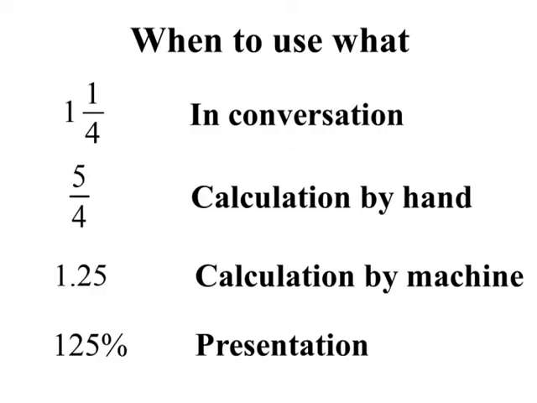Usually, we would use a mixed number like 1 1/4 in conversation. If you had to do calculations by hand, you would probably use an improper fraction like 5/4. If you're doing that same calculation with a calculator or a computer, you would probably use the decimal form 1.25. And if you were presenting these results, you'd probably use a percent.